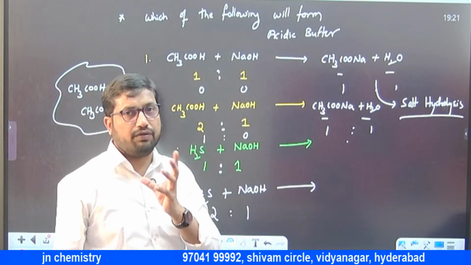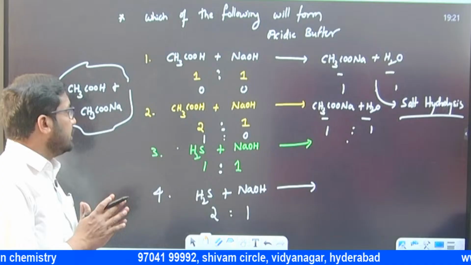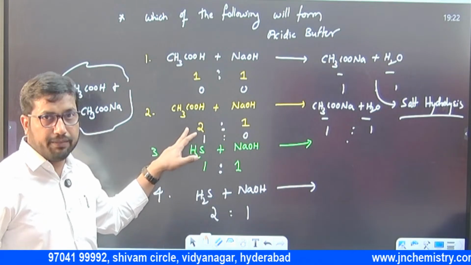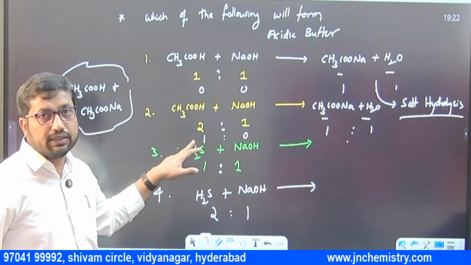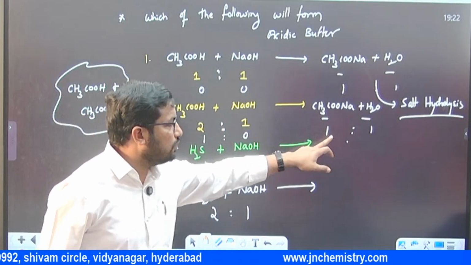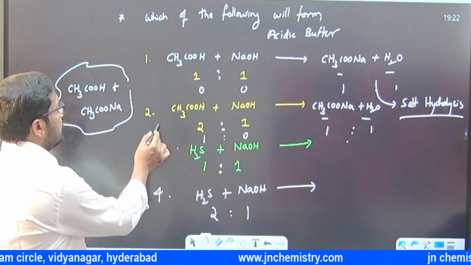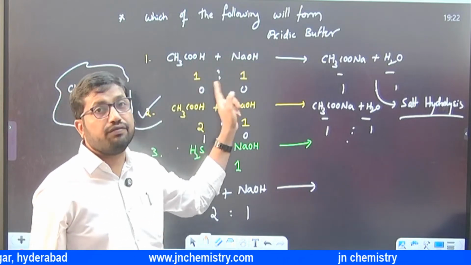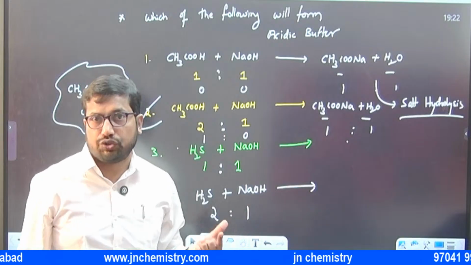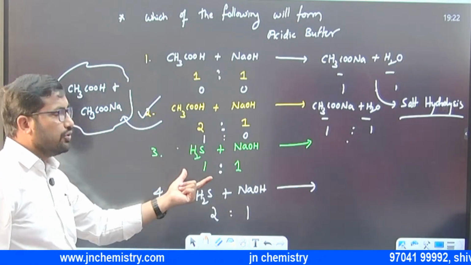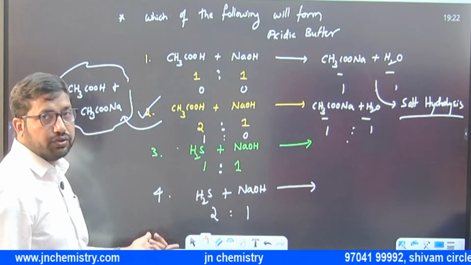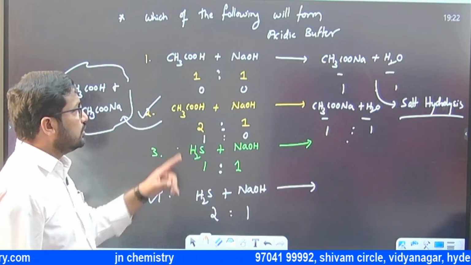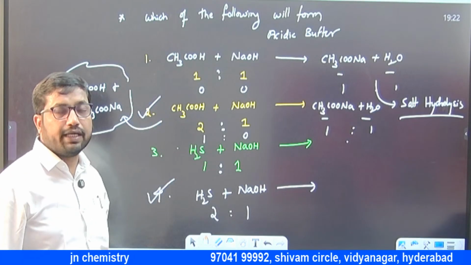Buffer solution means what? It should compulsorily be present. We took 2 moles of weak acid and 1 mole of base. 1 mole with 1 mole neutralization completes, but 1 mole is remaining. This is 1 mole and this is 1 mole. This combination forms a buffer solution, meaning the second one forms the acidic buffer but not the first one. So we need to see the ratios. Of course, the third one won't form. It's also salt hydrolysis, but the fourth one is forming a buffer solution.